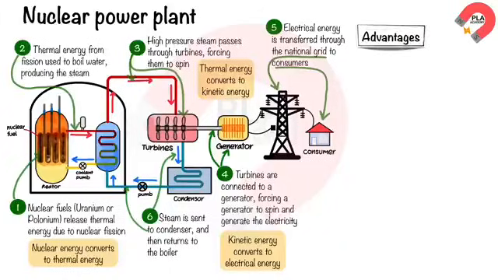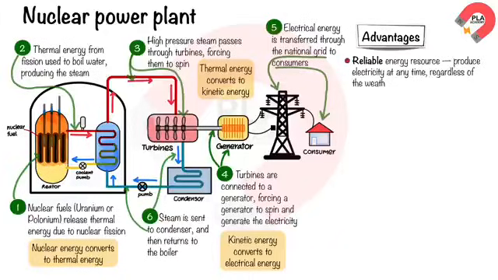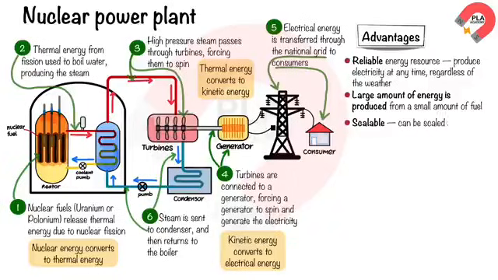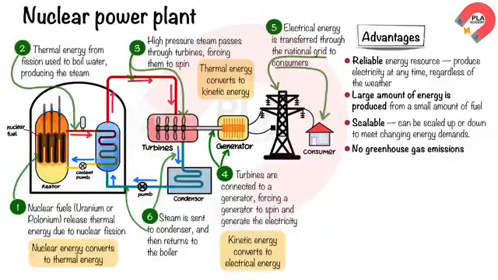Here are some of the advantages of nuclear fuel power plants. Reliable energy resource: nuclear fuel power plants can produce electricity at any time, regardless of the weather. A large amount of energy is produced from a small amount of fuel. Scalable: nuclear fuel power plants can be scaled up or down to meet changing energy demands. No greenhouse gas emissions: nuclear power plants do not produce greenhouse gases or other pollutants.